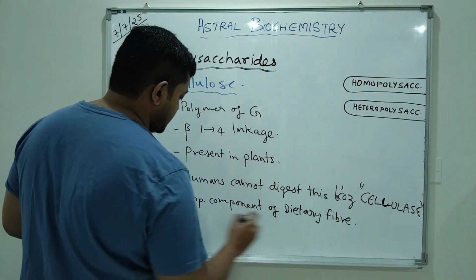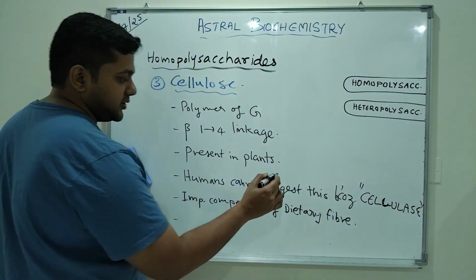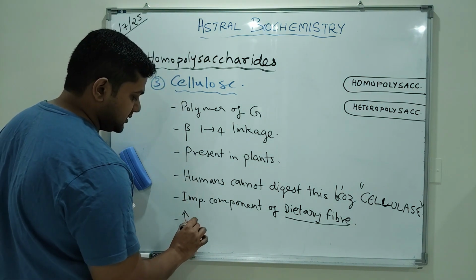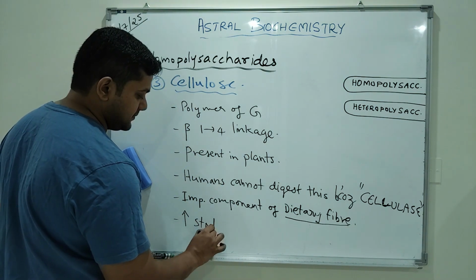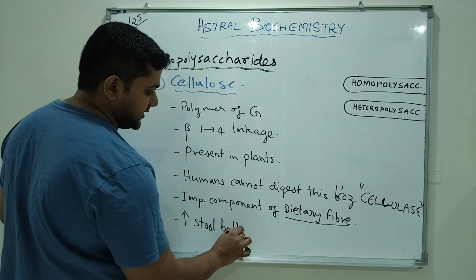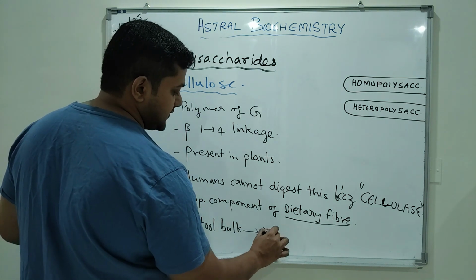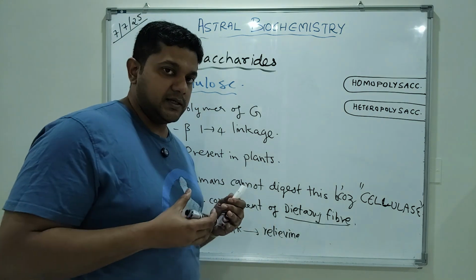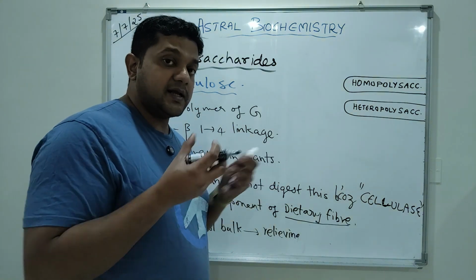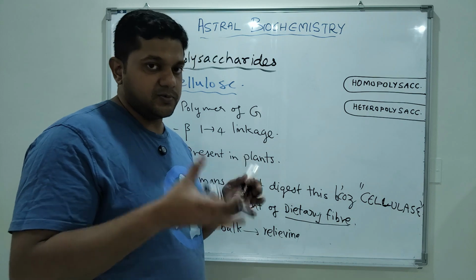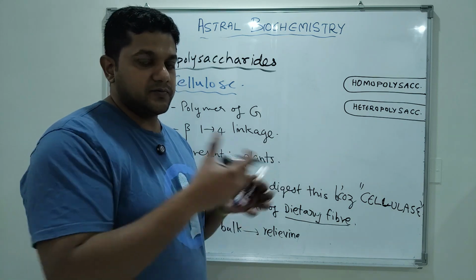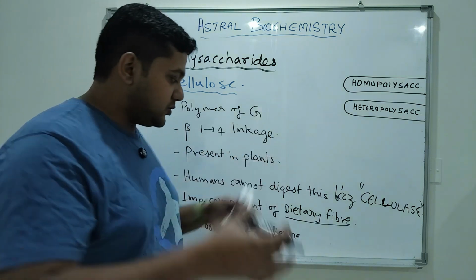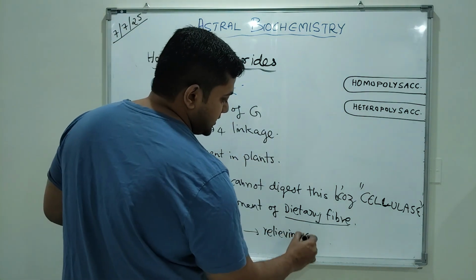Important component of dietary fiber. Because it is acting as a dietary fiber, it will increase the stool bulk, thereby relieving constipation. Because when you have cellulose in your gut, cellulose will attract a lot of water into it because it is osmotically active. It will draw water from the surrounding intestinal cells, so the stool bulk will be more and it will relieve constipation in a way.